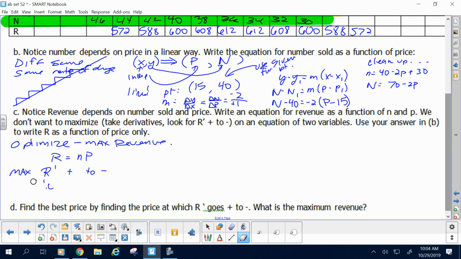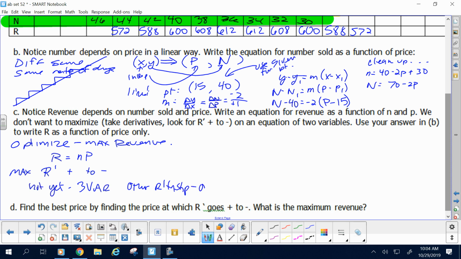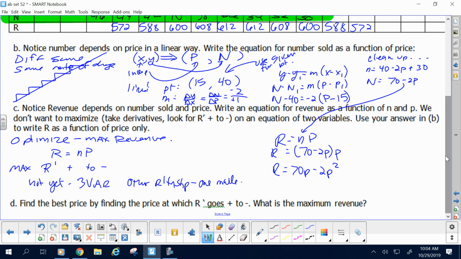So when I say max R prime goes positive to negative, I really mean, not yet. 3 variables. What is another relationship? The one we just made. Okay, so revenue equals NP can change to revenue equals 70P minus 2P squared, yeah? Okay, now that's good for calculus.